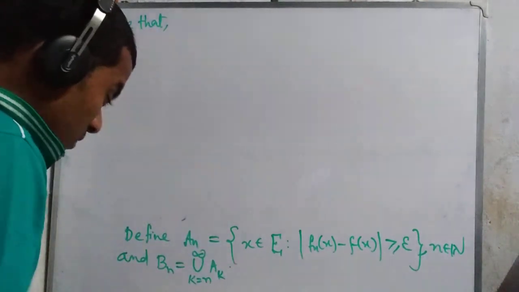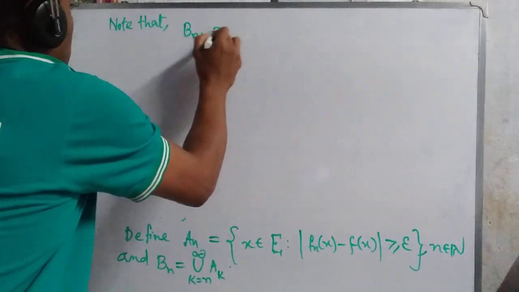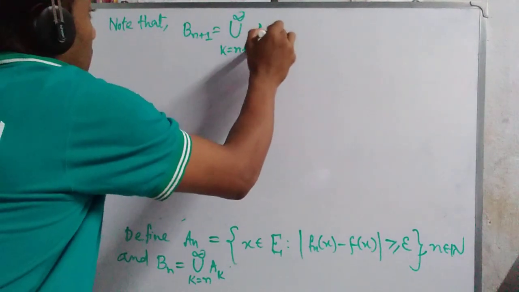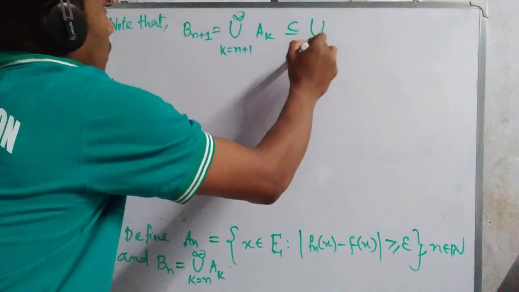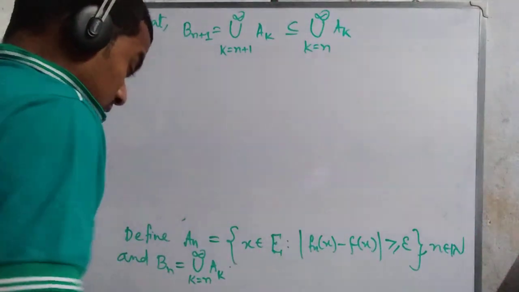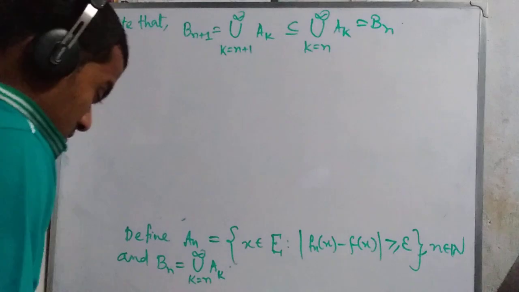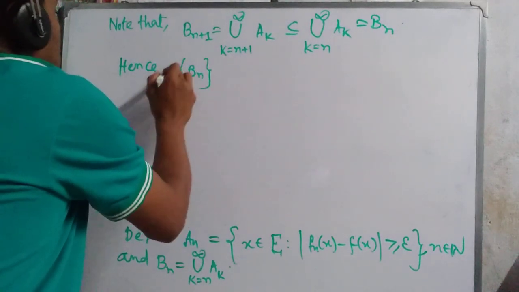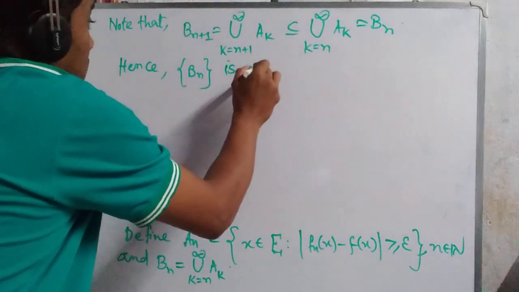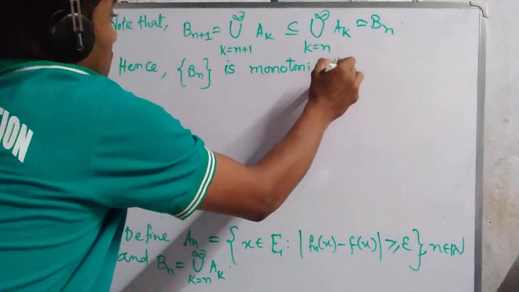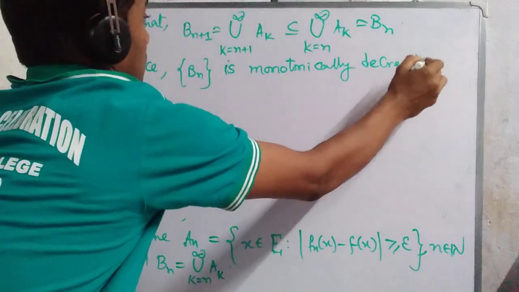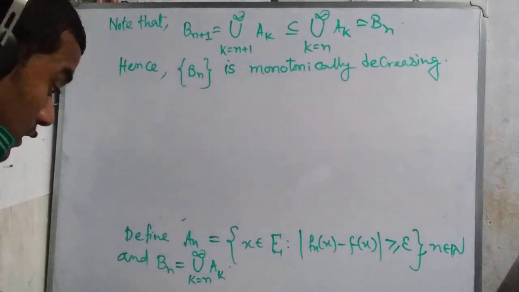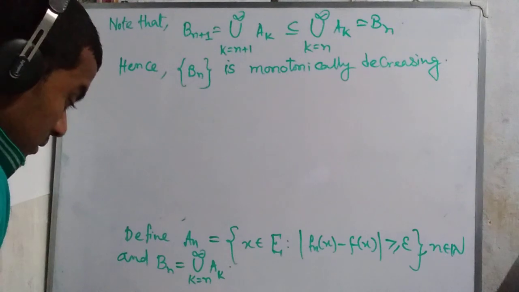Note that B_{n+1}, the union of k equal to n+1 to infinity of A_k, is a subset of the union of k equal to n to infinity of A_k, which equals B_n. Hence B_n is monotonically decreasing.